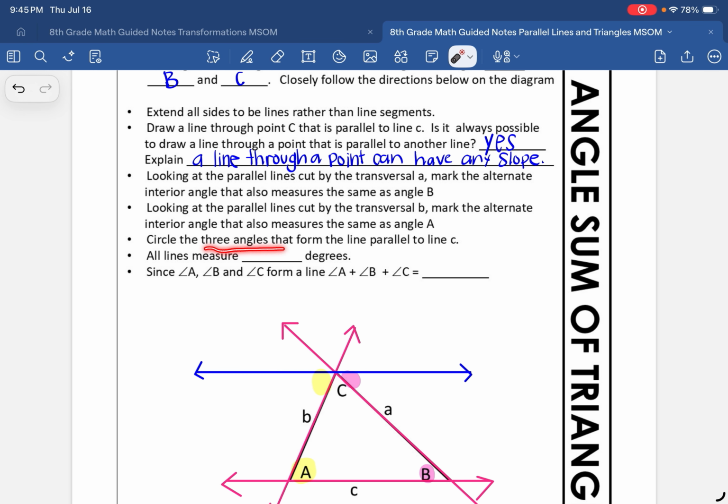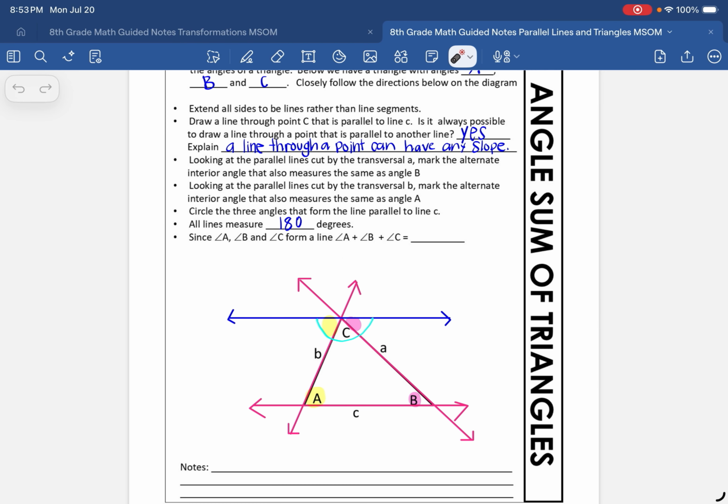Circle the three angles that form the line parallel to line C. So this is the line parallel to C that we drew, and the three angles that form it are these three right there. All lines measure 180 degrees. Since angle A, B, and C form a line, angle A plus angle B plus angle C will also equal 180 degrees. Since these angles form a line, which is 180 degrees, and these angles are the same as those three angles, you've just proven that the angles of a triangle will also equal 180 degrees.